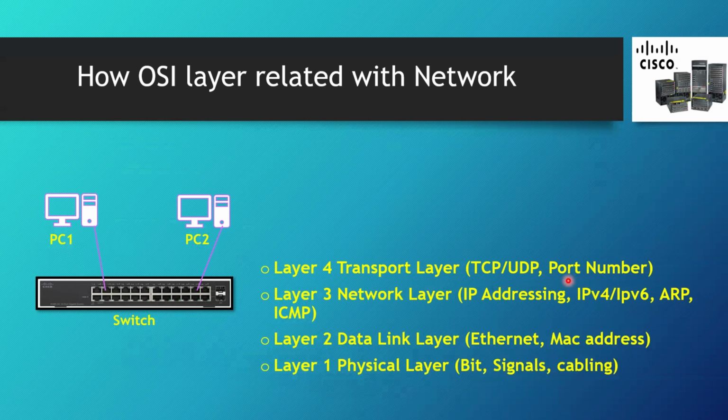For example, HTTPS port number is 443, HTTP port number is 80, FTP, which is file transfer protocol, port number is 21, and so on. And there are many other port numbers as well. But TCP, UDP, and port number are actually related with our transport layer.